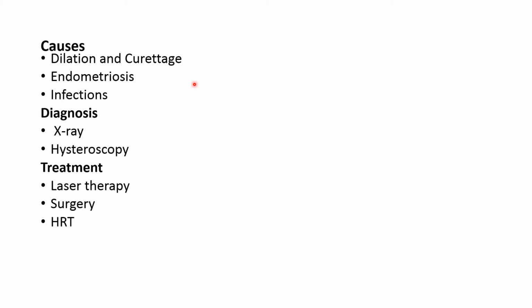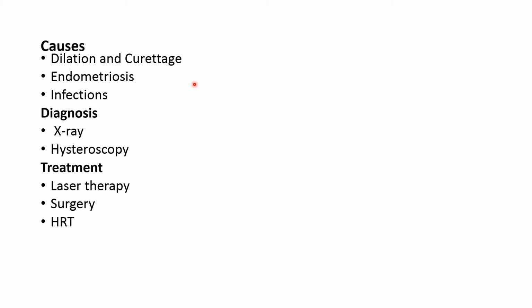remove the dead fetal material from the woman's uterus after miscarriages. The D and C is also used for removing any scar tissue in the uterus. So these procedures or surgeries in the uterus would be the most important cause. About 20% of women going through D and C develop Asherman syndrome.